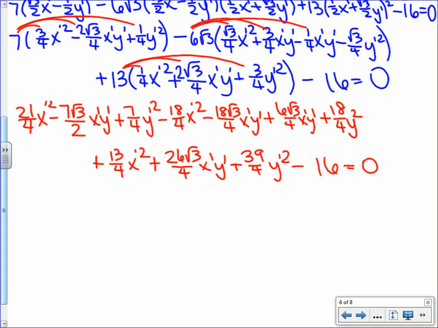Okay, so the first thing I would look at are your xy's. Do they cancel out? I'm going to go back and I'm going to change this to 14 fourths since everything else has a denominator of 4. Okay. I had a radical 3 though, didn't it? So, negative 14 radical 3 over 4 minus 18 radical 3 over 4 plus 6 radical 3 over 4 plus 26 radical 3 over 4. Is that 0?